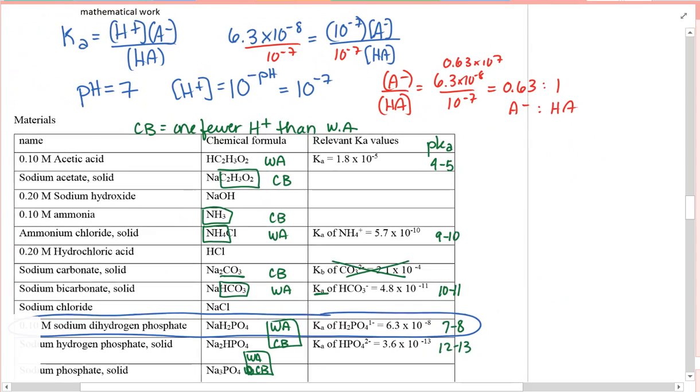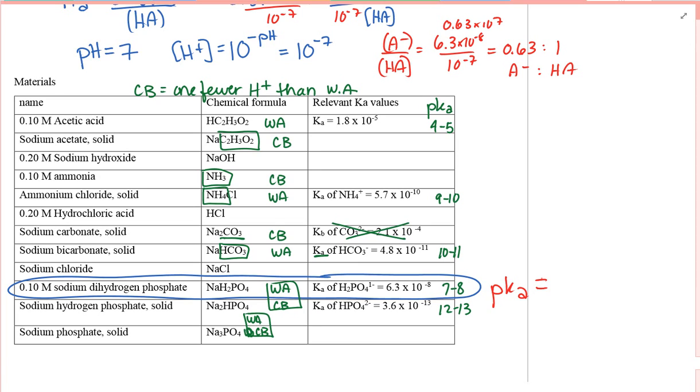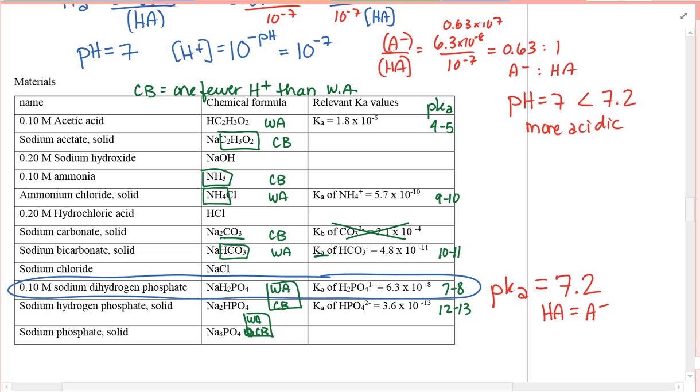And actually, let's do another quick check here. Let's calculate the exact pKa. So if we take this and plug it in our calculator, this is another good thing to do. I'm going to take the negative log of 6.3 E negative 8, and I'm going to say, okay, the pKa is 7.2. So this is what the pH would be if my concentrations of HA and A minus were exactly equal. Notice that my desired pH of 7 is a little bit less than 7.2. So I want my solution to be a little more acidic than this solution right here would be. In order for it to be a little more acidic, I need to have more of the acid component.